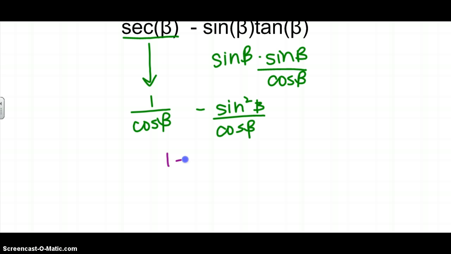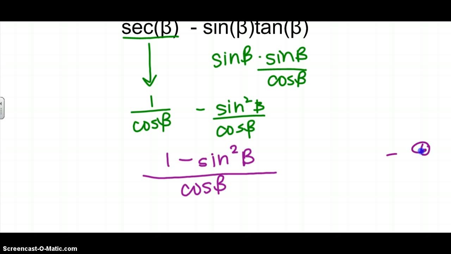So I can write this as 1 minus sine squared of beta all over cosine of beta. My negative sign is jumping all over the place, I don't know why that's happening. Okay, we're back. 1 minus sine squared all over cosine.